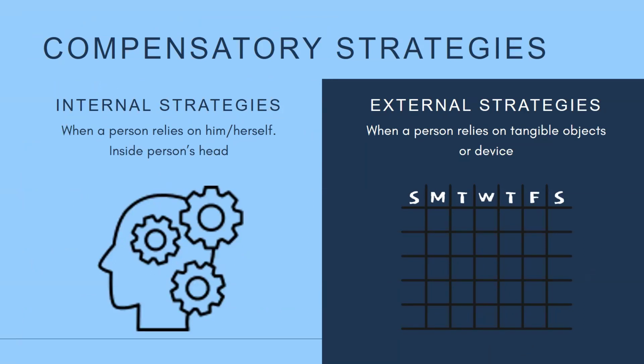Cognitive rehabilitation therapy teaches compensatory strategies. And those strategies include internal strategies that rely on a person themselves inside their head, and external strategies. And those are the tangible objects or devices that we can touch to help us achieve tasks.